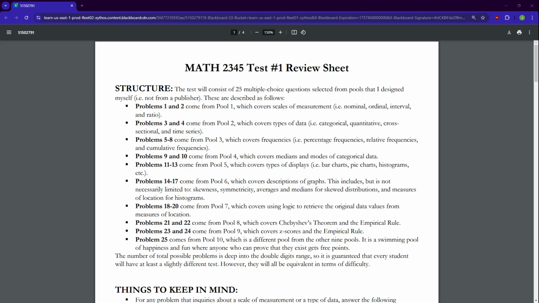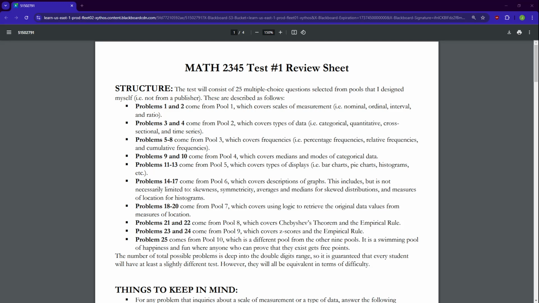For problems 3 and 4, your second pool, you're going to be given a data type and asked to classify it. It can be either categorical or quantitative, and it can be either cross-sectional or time series, hence giving you 4 total combinations, which will be your 4 answer choices. There will be partial credit for these ones as well, so if the correct answer is categorical and cross-sectional, and you put quantitative and cross-sectional, you'd receive half of the credit because you got one of the 2 parts of it correct.